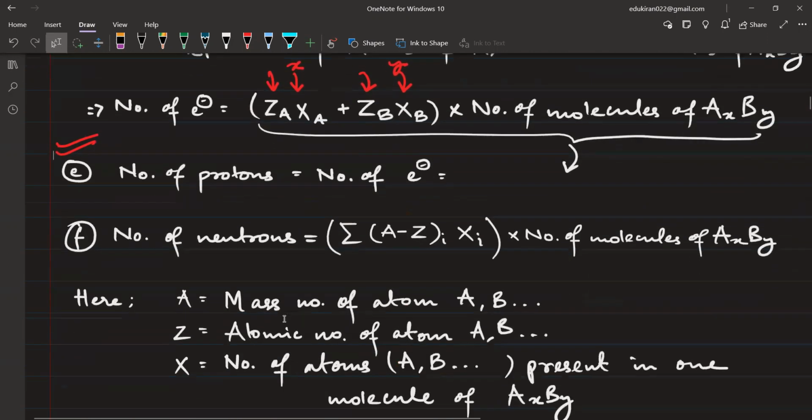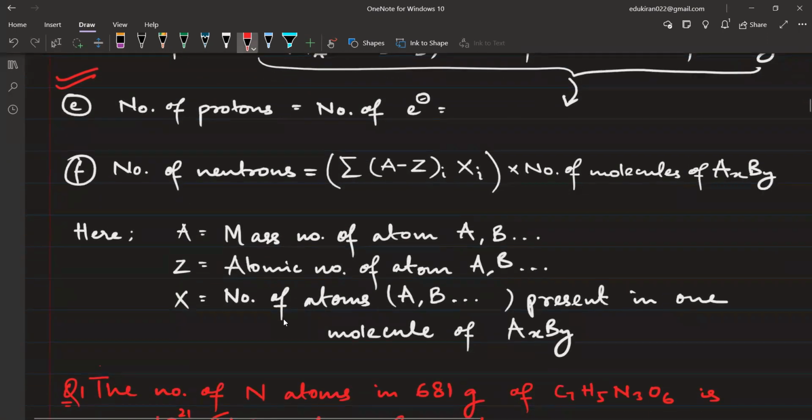For similar reasons, number of neutrons will be equal to what? It will be the sum of A minus Z. What is A minus Z? A is the mass number of atom, and Z is the atomic number. Okay? And x is what? X is the number of atoms A and B present in one molecule of AxBy. ठीक है, सेम है यहाँ पे, बस आपको A minus Z करना है हर एक के लिए.